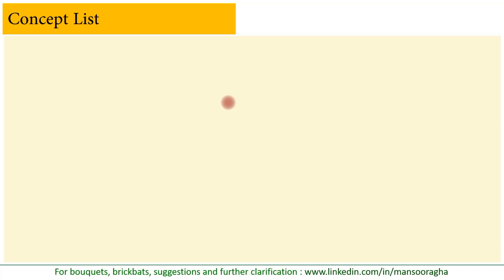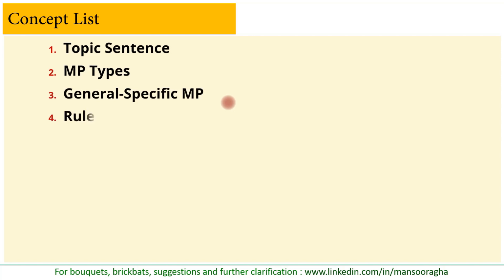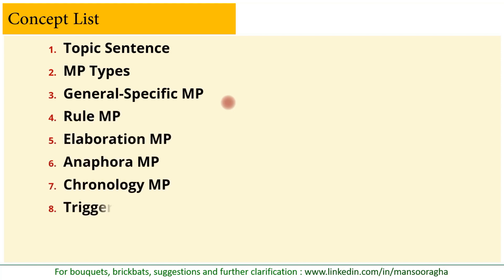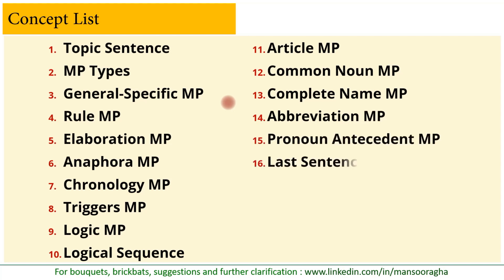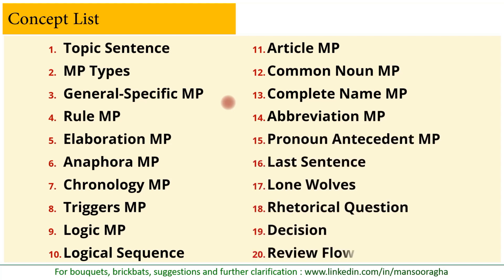So, in case of parajumble questions, there's a whole list of concepts, a total of 20 concepts that it comes down to, which help you to achieve 100% accuracy. These 20 concepts can objectively solve each and every previous year question which has appeared on IIM-CAT. In case of today's session, we are going to focus upon the first item in the list, which is topic sentence.